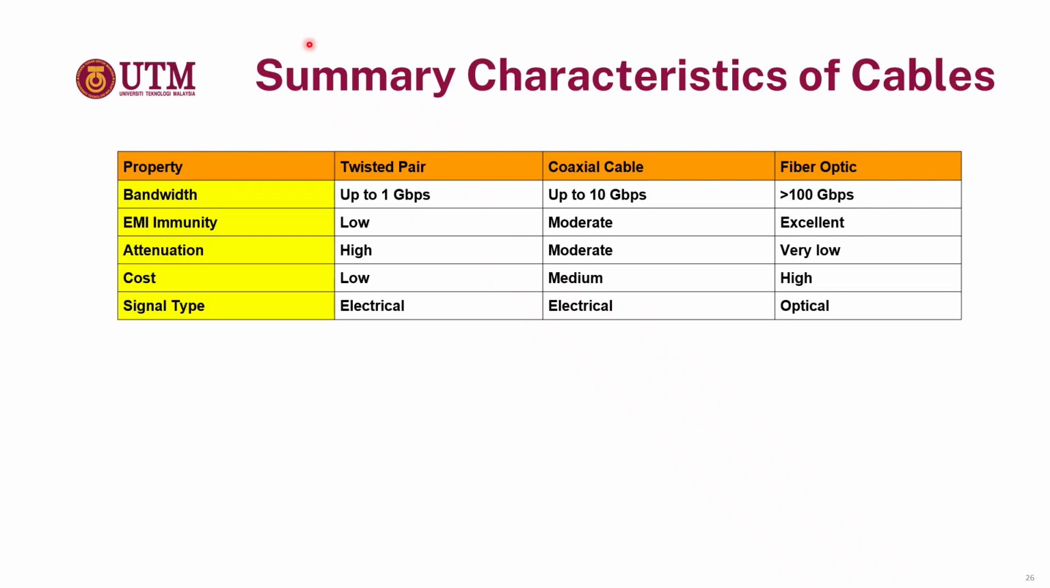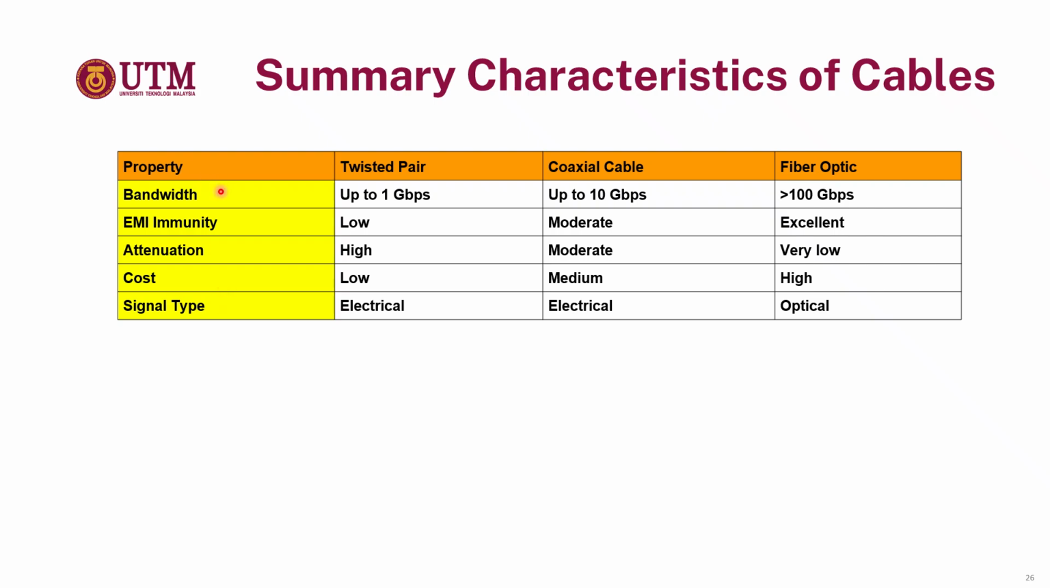Now we continue. Summary of the characteristics of the cable that we have learned so far, from the previous week 5 chapter slides and also this current week 6. Now we come to how to summarize between these three types of cables, which are twisted pair, coaxial cable, and fiber optics. We may compare them in terms of bandwidth, electromagnetic interference immunity, attenuation, the cost, and signal types.